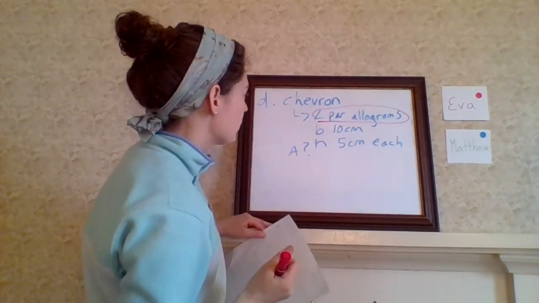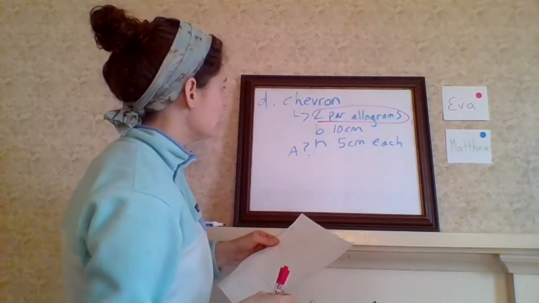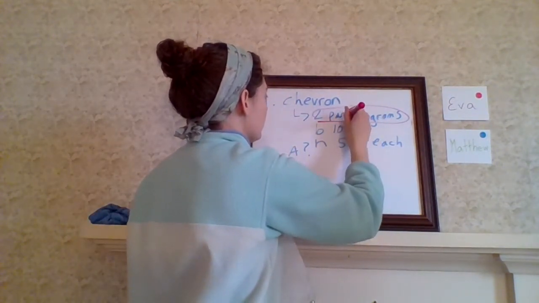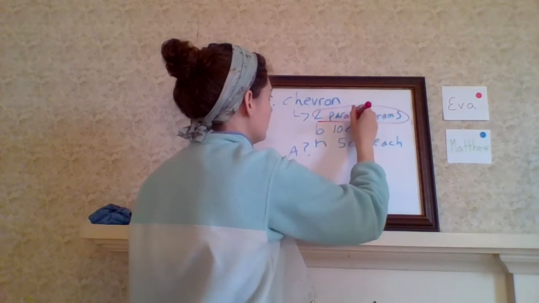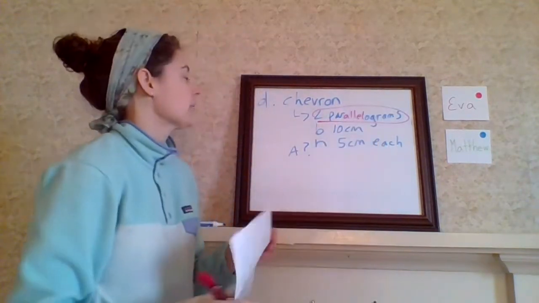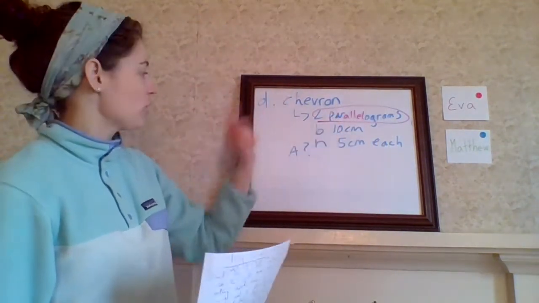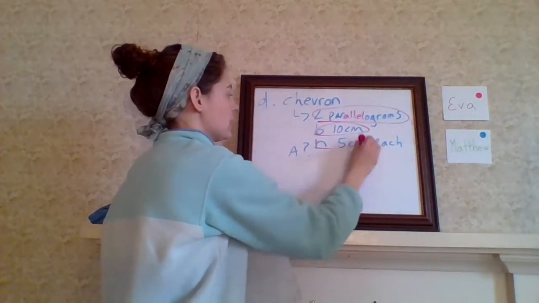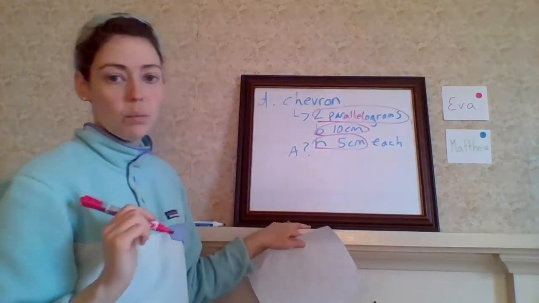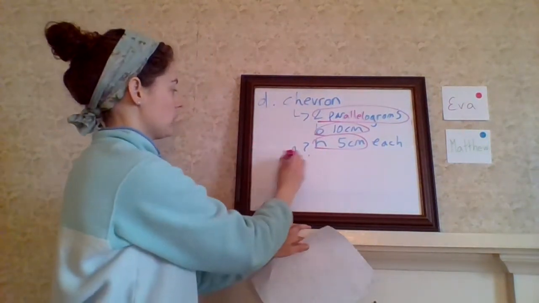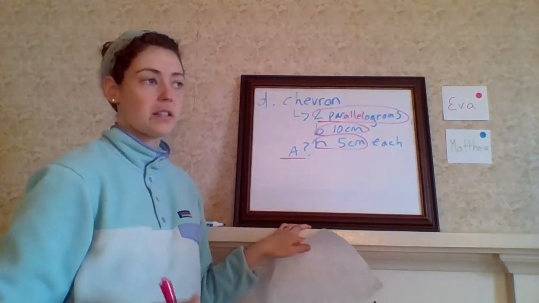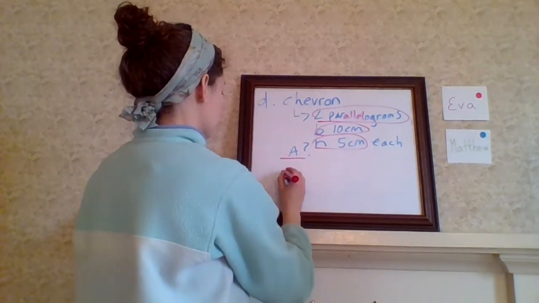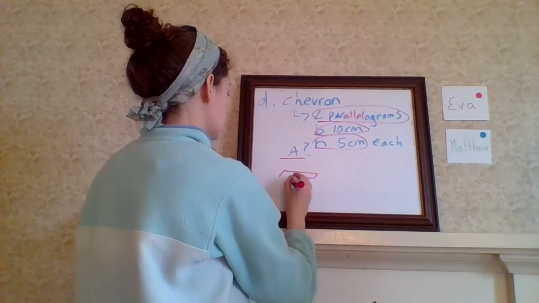Did I spell that wrong? Parallelograms. Okay. We know that there's 2 parallelograms. We know that the base is 10 centimeters, and we know that the height is 5 centimeters each. Okay, what do we not know? We don't know what the area is. So let's go to the 3rd step, which is make a sketch. So 2 parallelograms. So that looks like this.